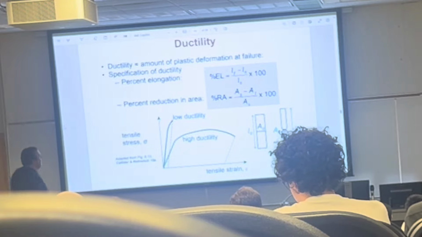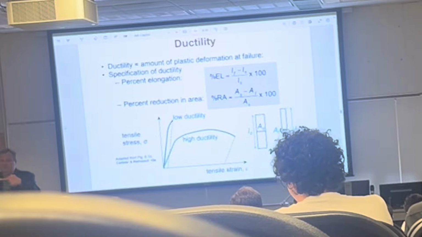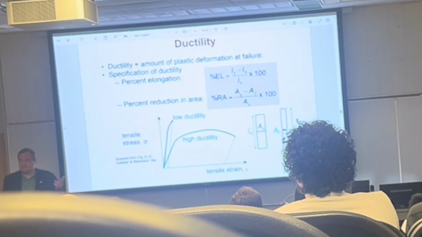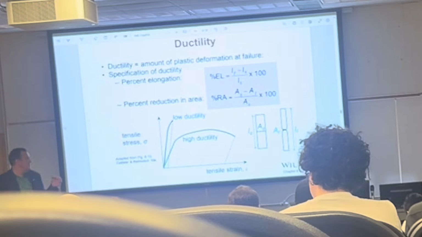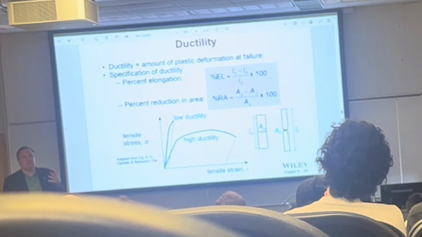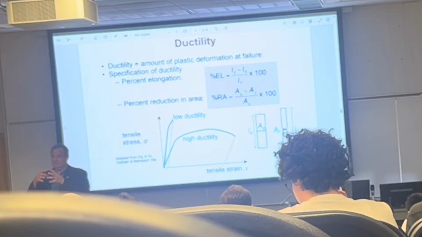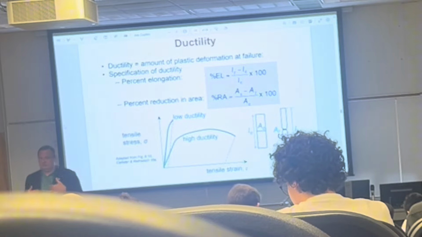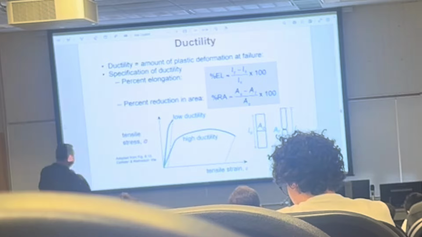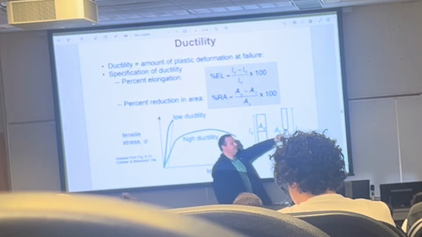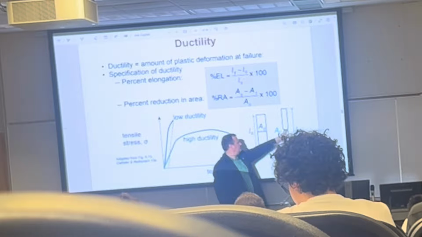For percent elongation, we take the length at failure. We take the two pieces, stick them together like this, and measure the length, then divide by the original length times 100% to get a percentage. The other way is the percent reduction of area, because it necked. The area reduced in the neck region, and we compare it to the original area. So this is A0, this is AF. You see it started to neck.